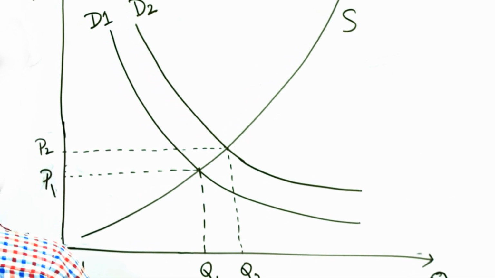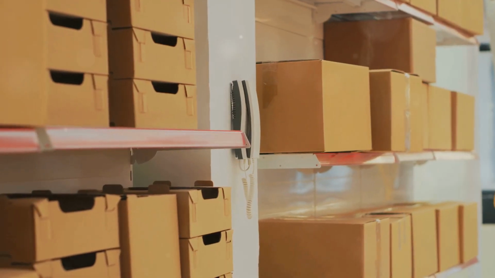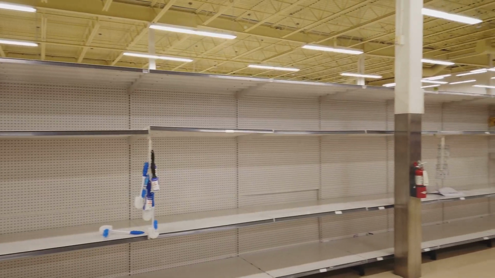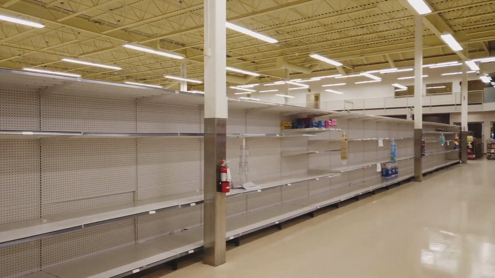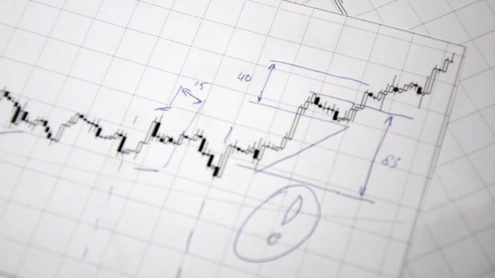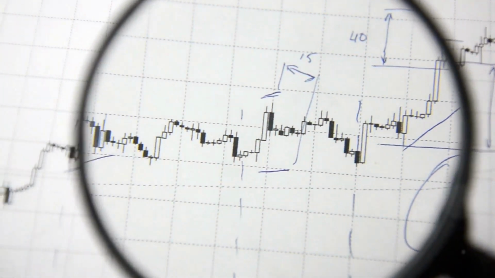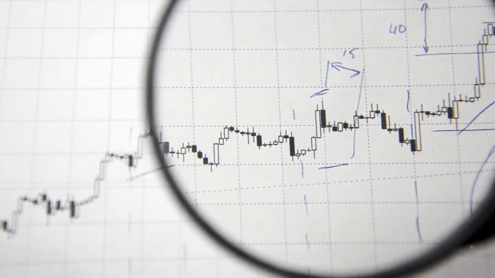In a perfect world, markets would always be in equilibrium, but we know that's not always the case. If the price is too high, supply exceeds demand, and we have a surplus. If the price is too low, demand exceeds supply, and we have a shortage. Over time, these imbalances put pressure on the price to change, pushing the market back towards equilibrium.